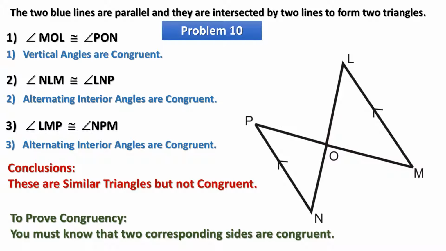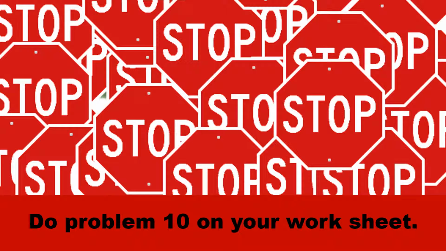To prove congruency, you must know that two corresponding sides are congruent. Alright? Remember that angles do not prove congruency. They do prove that the two triangles are similar. Stop! Do problem 10 on your worksheet.